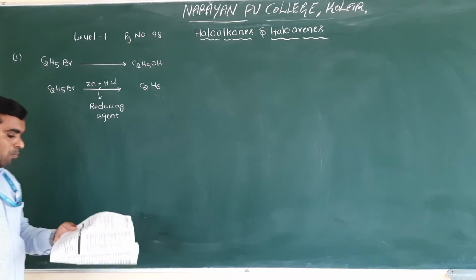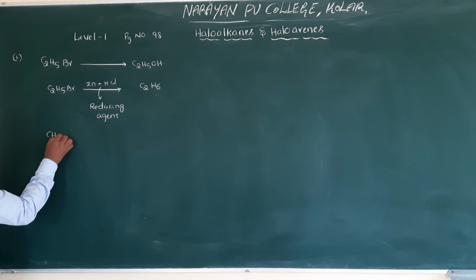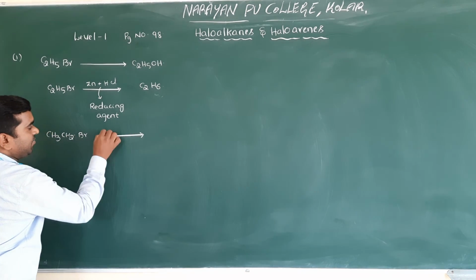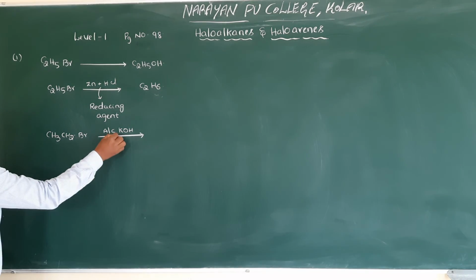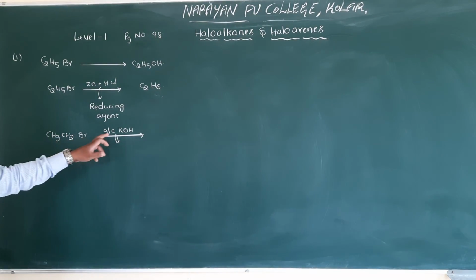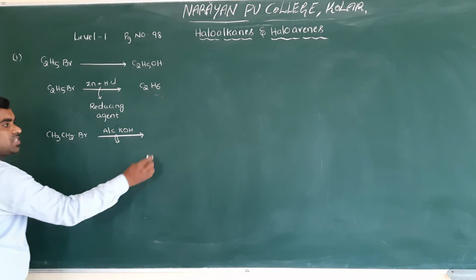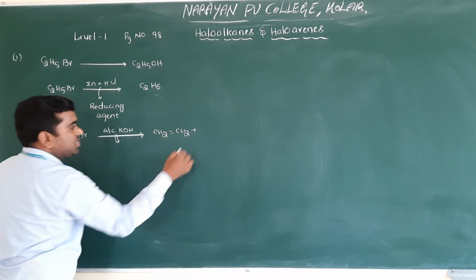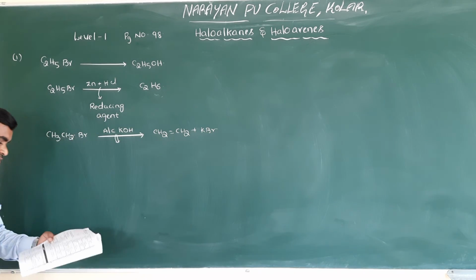And the second one, boiling with alcoholic solution of KOH. You already know ethyl bromide, CH3CH2Br, treated with alcoholic KOH. Whenever alkyl halides are treated with alcoholic KOH, it acts as a base, so that's why it is an elimination reaction. We have already discussed: CH2=CH2 plus KBr, elimination. So this is also not the option.